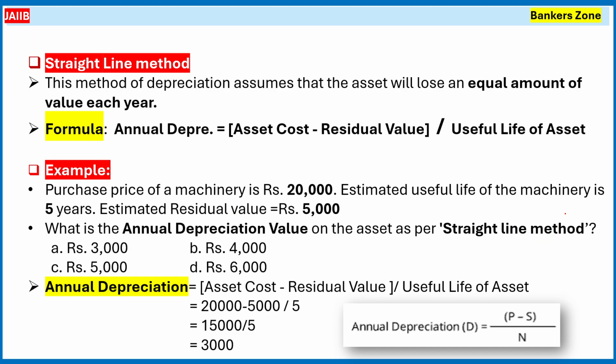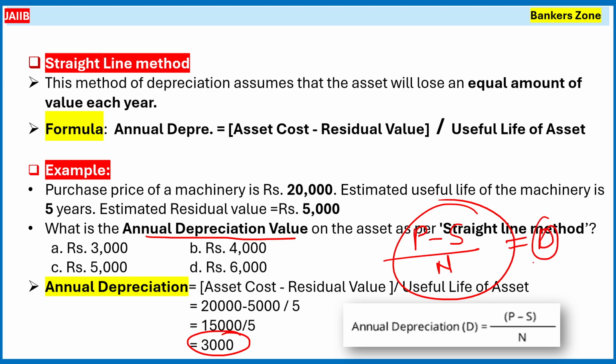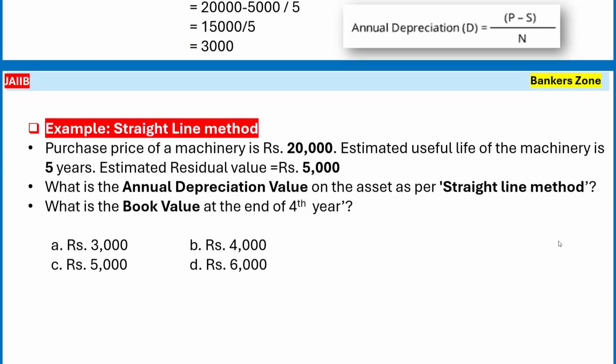Okay. So here they have only asked what will be the annual depreciation. Annual depreciation will be 3,000. Very simple. Purchase price minus salvage value divided by the number of years, you will get the depreciation per year. Very simple. Now see another example.